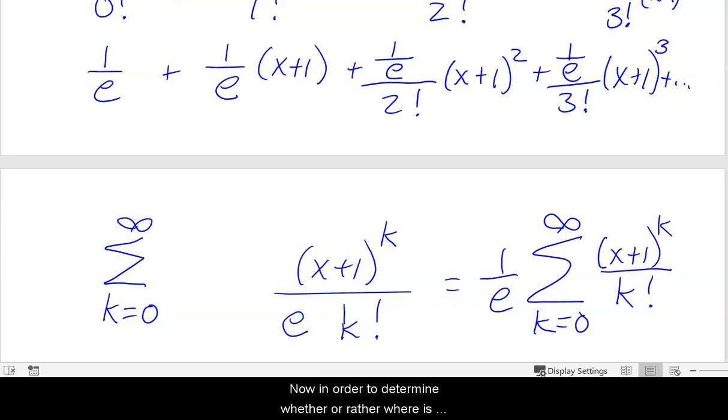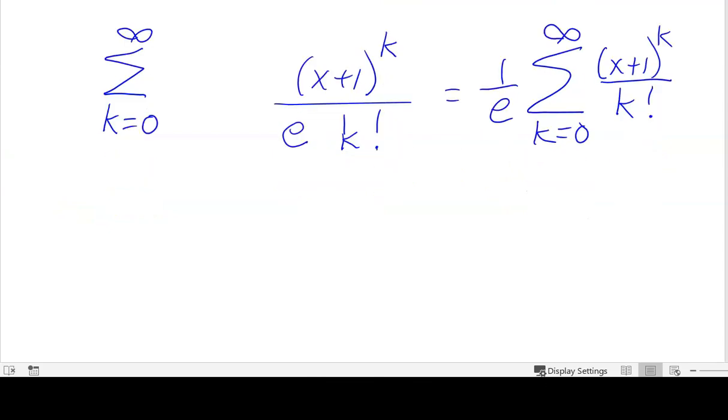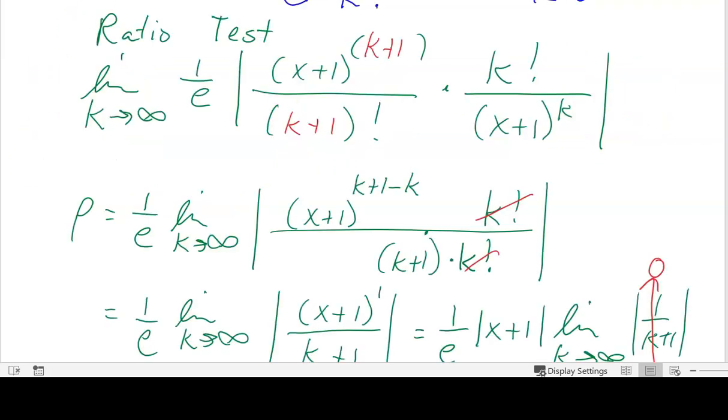Now, in order to determine where it's going to converge, we would again need to either write it as a geometric series with everything inside parentheses and the kth power outside, or apply the ratio test. Because of the k factorial, I can't get everything in parentheses, so I'm going to apply the ratio test. Here's the ratio test. You may want to pause the video here, compute the ratio test on your own, and turn it back on to see if they match.